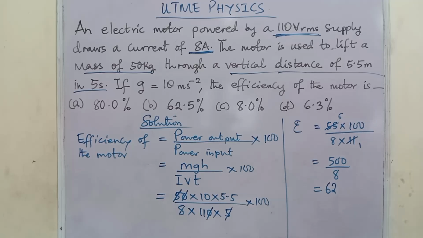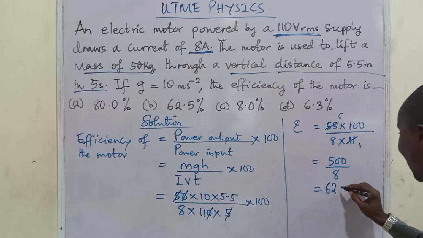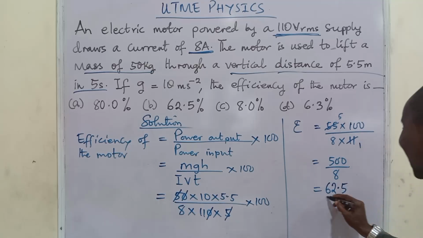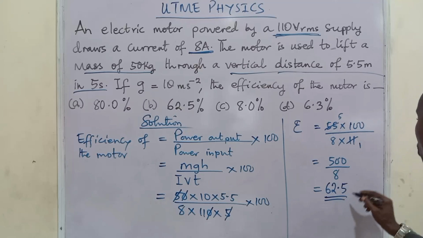8 times 2 is 16, remaining 4. 8 cannot go in 4, so I put my decimal point. Then 8 to go in 40 is just 5 times. So my answer is simply 62.5 in percentage.